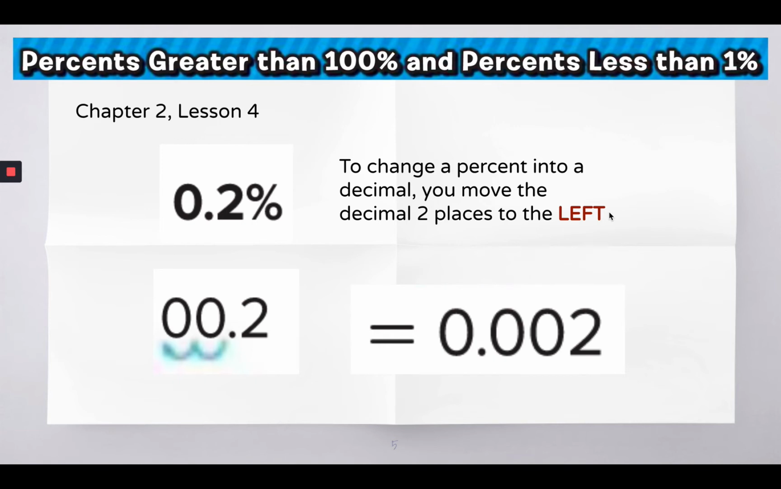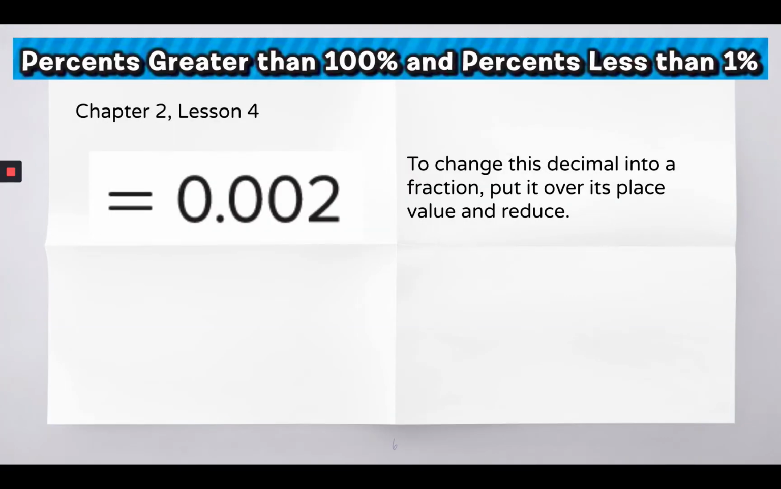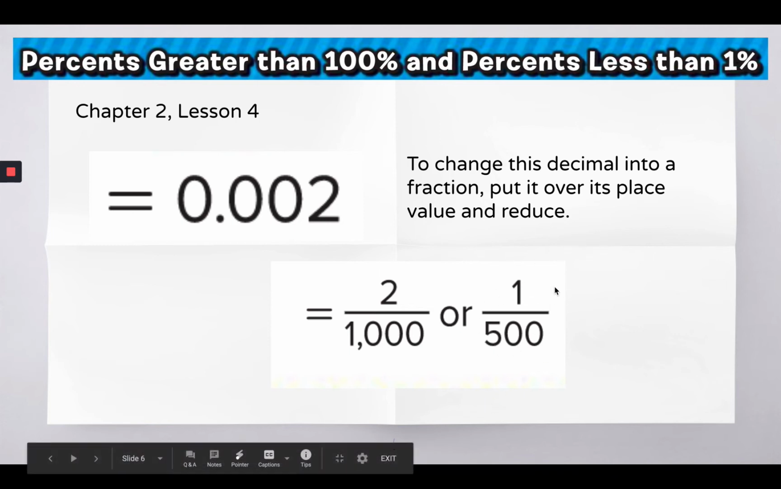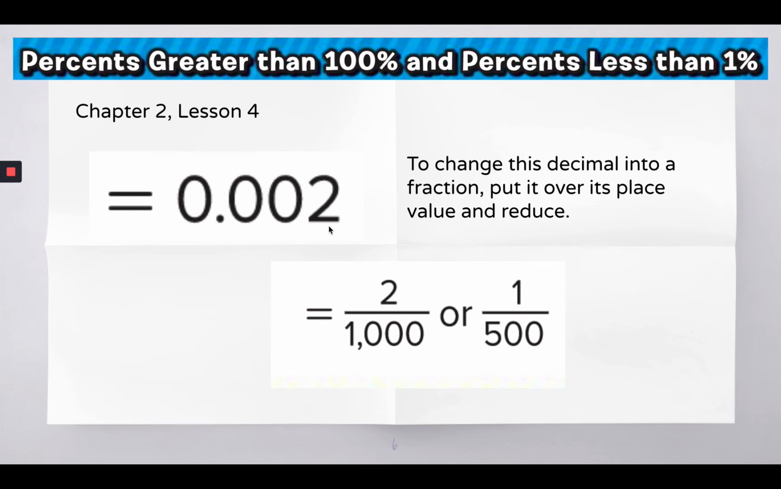All right, so now if I want to change that into a fraction, I'm going to take that decimal that I've created and change it into a fraction by putting it over its place value and reducing. So remember, tens, hundreds, thousands, so this is 2 over 1,000, or reduced down to 1 over 500. We have now changed 0.2% into both a decimal, 0.002, and a fraction, 1 over 500.